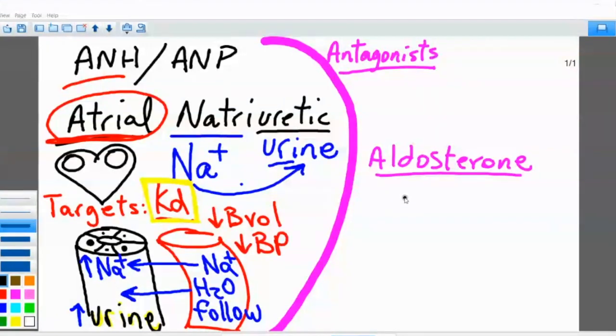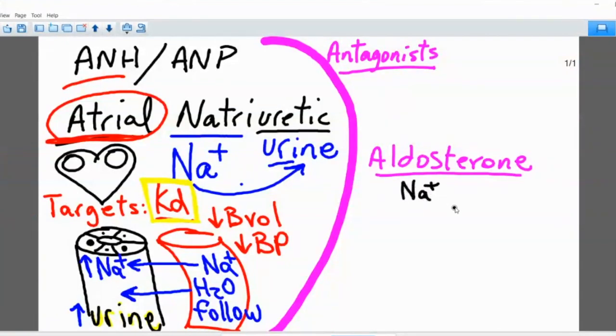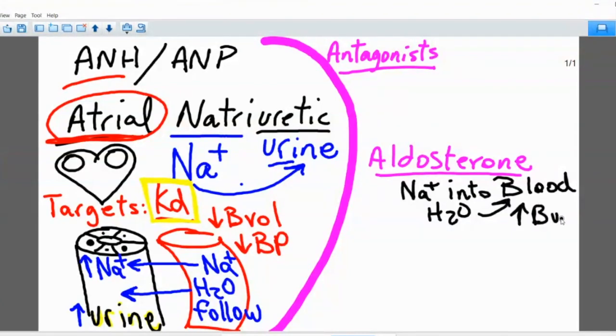Aldosterone must move sodium into what? Right, the opposite direction from that, back into the blood. And what is going to follow it? Water is going to follow it into the blood. So we get an increase in blood volume and an increase in blood pressure. Exactly the opposite of this.